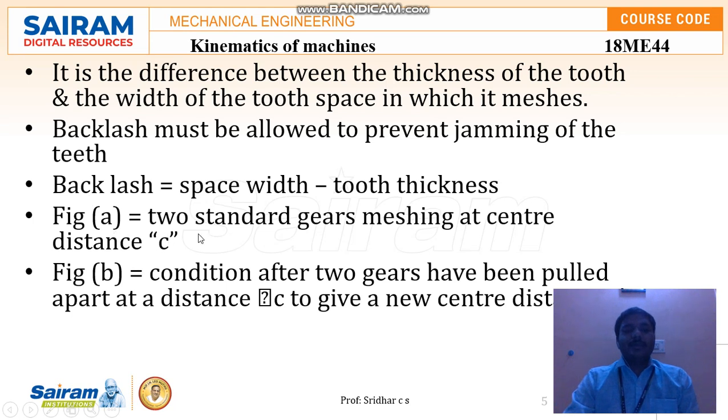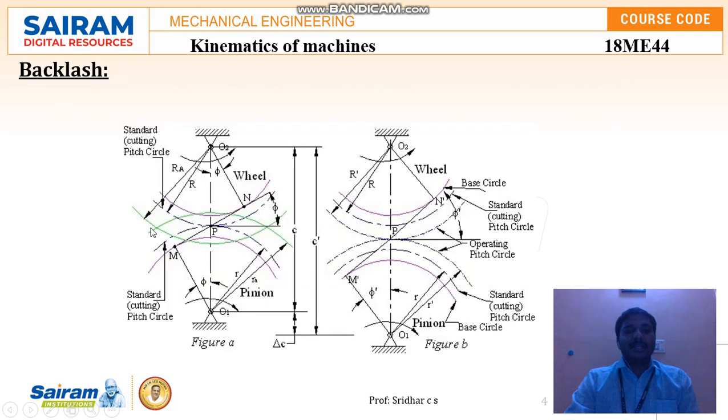So in figure A, we can see two standard gears meshing at a center distance C. You can see two gears, the first gear and the second gear, meshing at a center distance. Both gears are meshing at the point we call C.